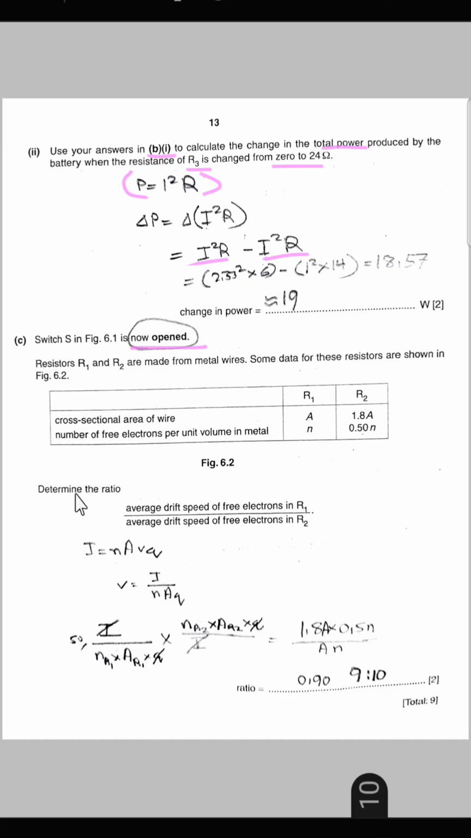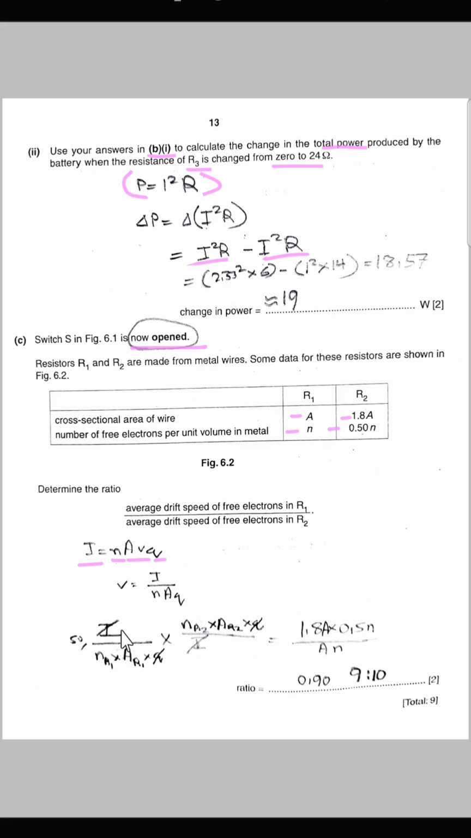For the switch open, determine the ratio of average drift speed of free electrons in R1 to average drift speed of free electrons in R2. We already know the cross section of R1 and R2 and the value of n for R1 and R2. So we can use the equation I is equal to nAvQ.